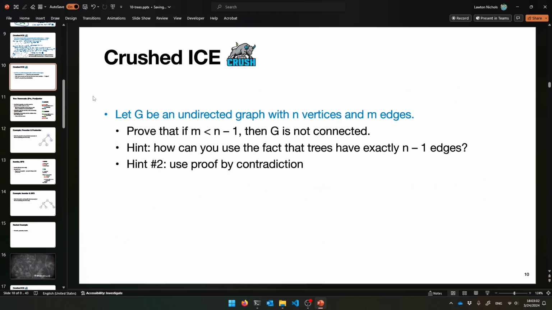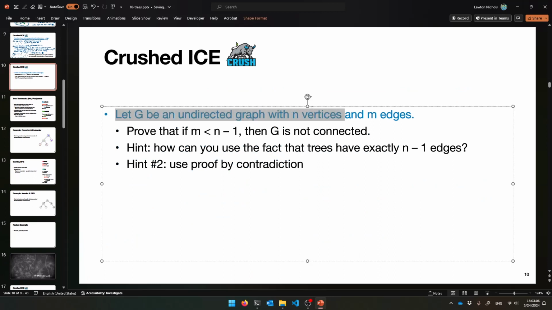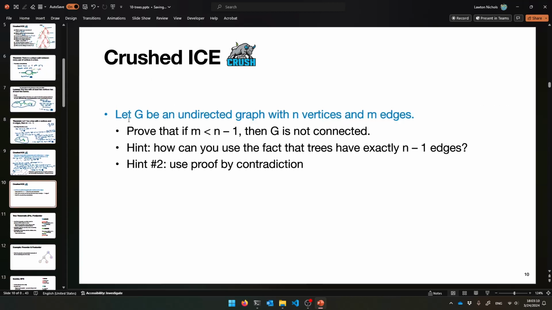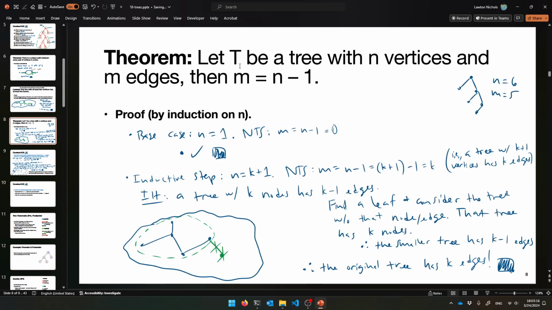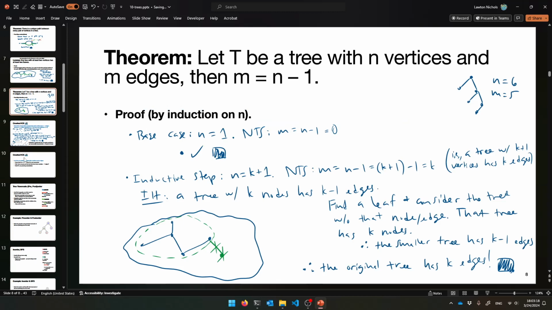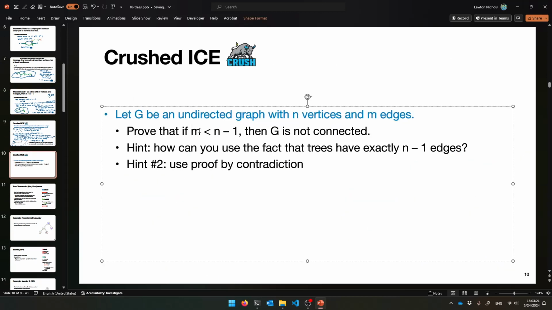Here's one more proof that I think you could do right now. Let G be an undirected graph with n vertices and m edges. You know exactly how many edges there should be if it were a tree: m equals n minus 1. So if this is just a graph right now, and the number of edges is less than n minus 1, then G must not be connected, right?